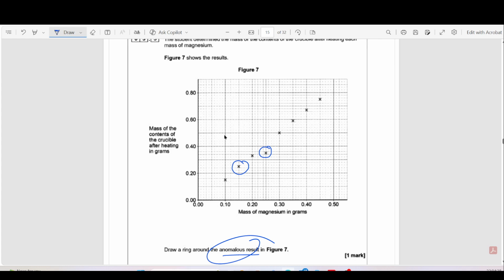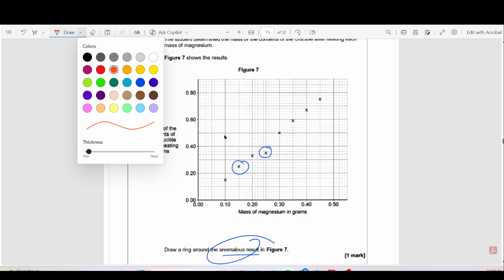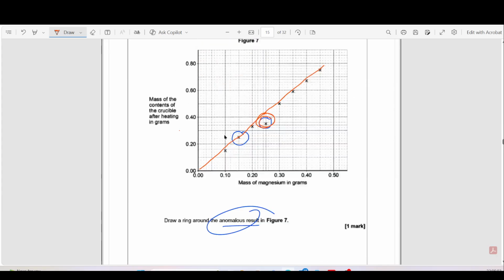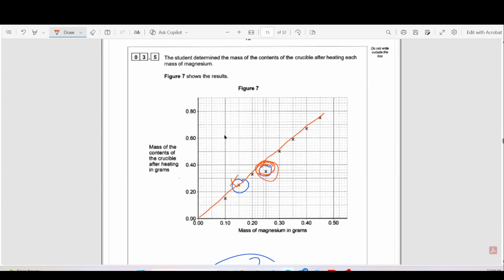That often happens because the magnesium didn't react completely, or if there is incomplete reaction or something. So if you see this, I think I should use a different pen. Okay. So the point, if you see these lines, they are going in a straight line, right? So this point is the anomalous result, right? Showing because it does not fit in the overall linear trend, right? So it's not the blue one, this one is not correct, only this point is.